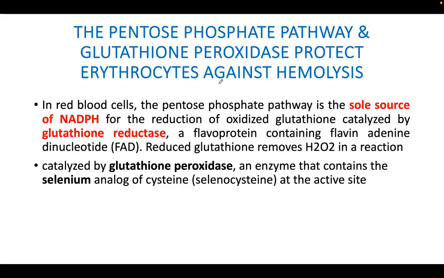Now, this is what will come out in your exam: the role of the pentose phosphate pathway and glutathione peroxidase in protecting the RBC against hemolysis. Always remember, in the red blood cell, the pentose phosphate pathway is the sole source of NADPH. NADPH is required for the reduced form of glutathione. This is glutathione reductase, which removes hydrogen peroxide. There is a very important mineral that the enzyme glutathione peroxidase contains, and that is selenium.